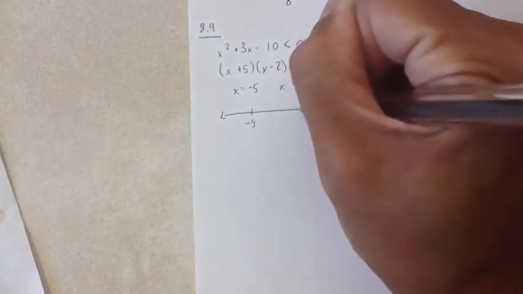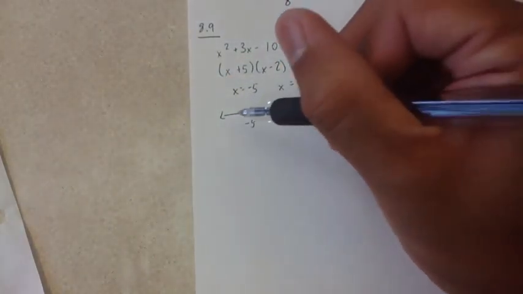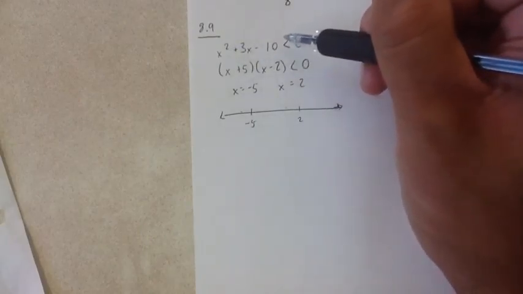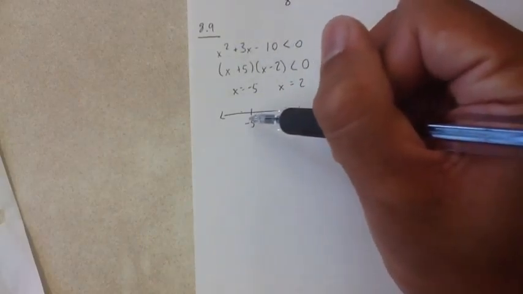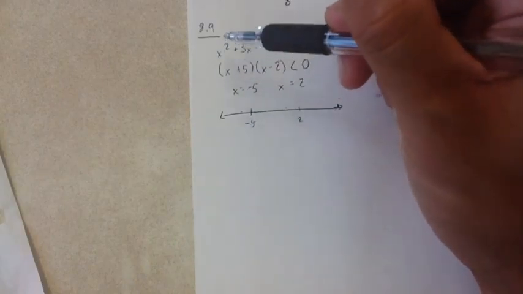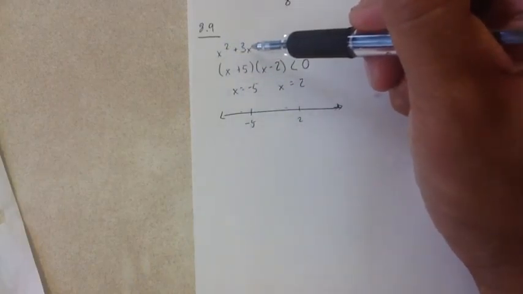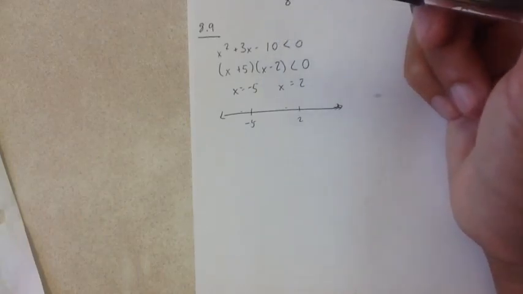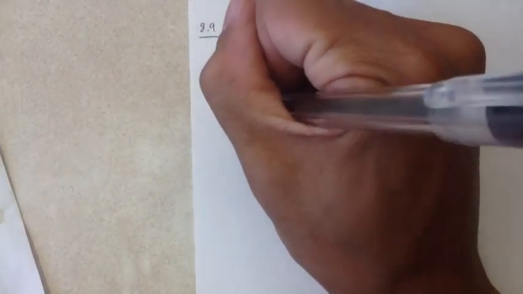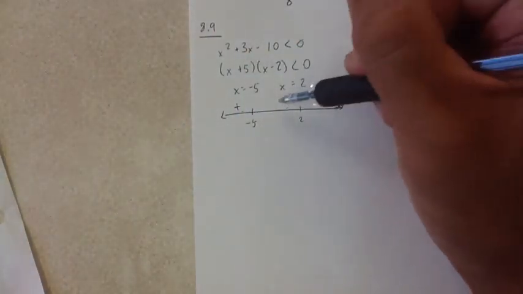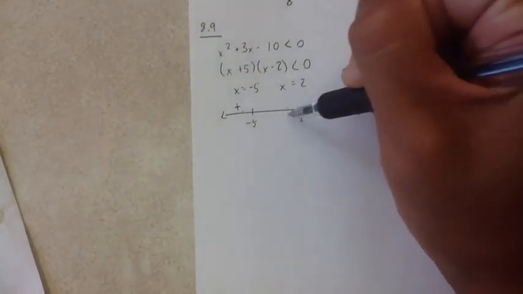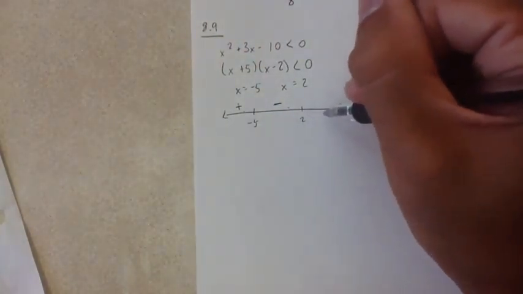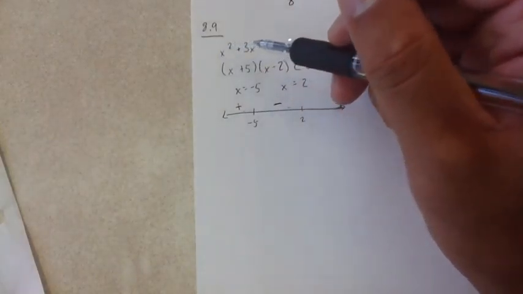So if here's negative 5 and here's 2, I want to look for a point here, and a point here. I'm going to plug those points into my original and see if they are less than 0. So let's say I plug a negative 6 in. I get 36 minus 18 minus 10, and that gives me positive 8. So I'm going to get a positive over here. If I plug in, let's say 0 in here, I get 0, 0, negative 10, so I get a negative number.